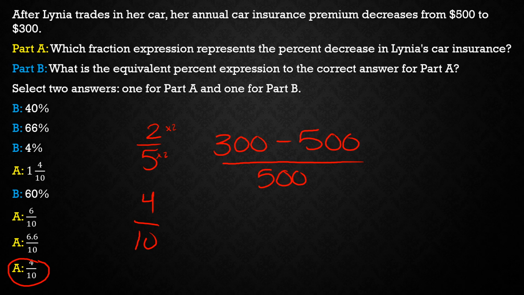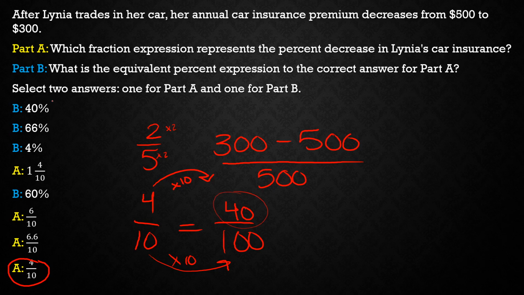And then the final step in figuring out what the actual percent is, remember, in order to have a percent, it needs to be over 100. Okay, so if I have a 10 in the bottom here, I could do 10 times 10 to get to 100. So let's do the same thing up top. 4 times 10 is going to give me 40. So that means that the percent decrease that she had on her car insurance is 40%.